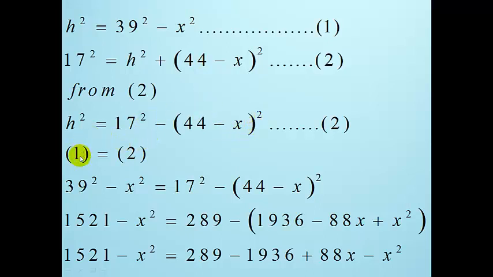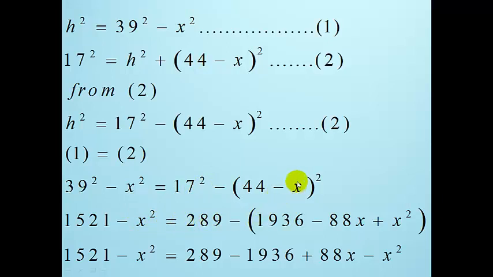And so we equate equation 1 to equation 2 because h squared is the same on the left hand side of both equations. By equating the right hand sides, we have 39 squared minus x squared is equal to 17 squared minus (44 minus x) all squared. Now 39 squared is equal to 1521, and 17 squared is equal to 289.